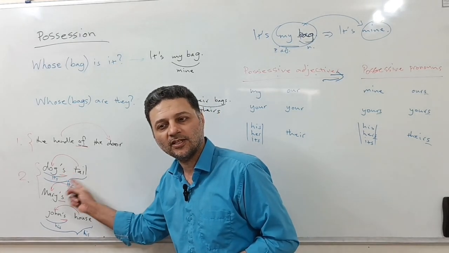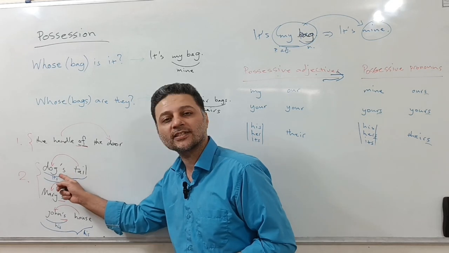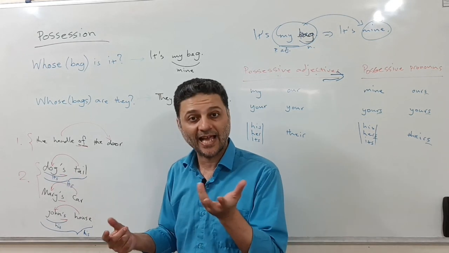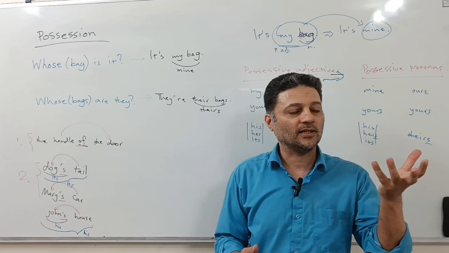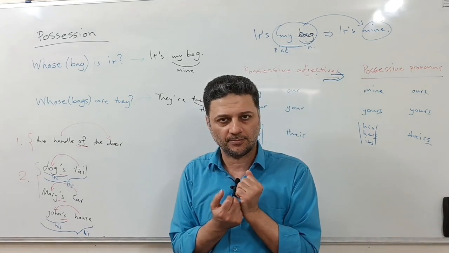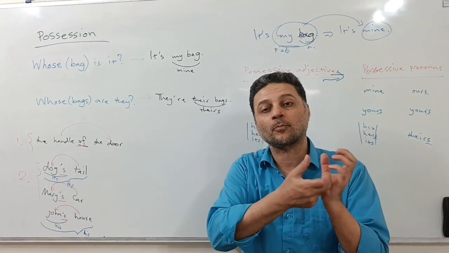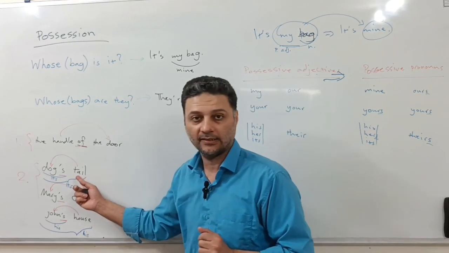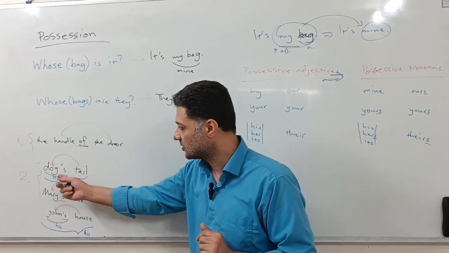We use apostrophe S. And we put it or attach it to the previous word, which is animate, which is the thing that receives the ownership or possession, all right? Or has or possesses, for example, the tail, okay? Like this, in this case, dog.